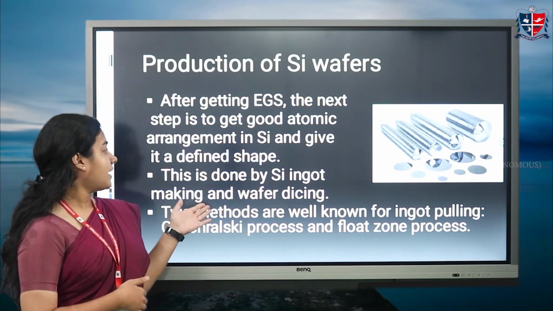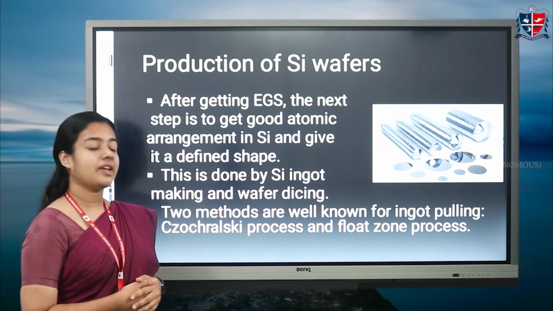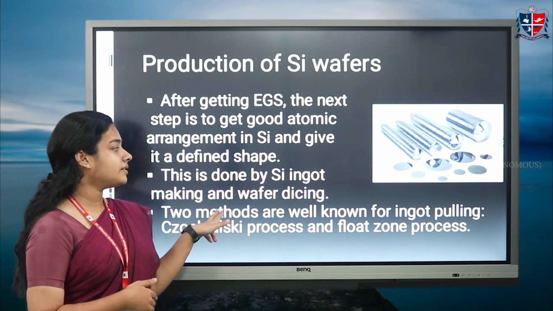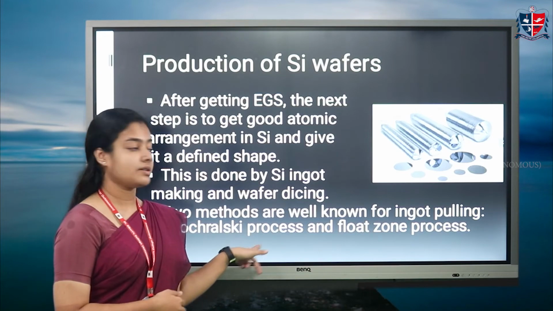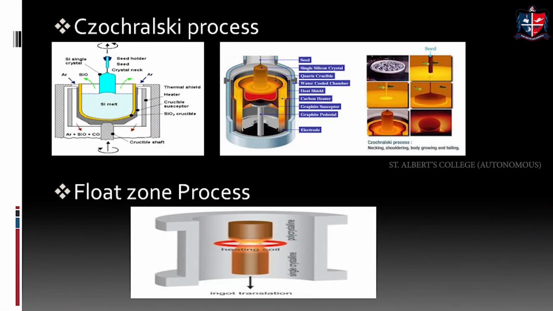So this is done by silicon ingot making and wafer dicing. For this, there are two processes. One is the Czochralski process and the other one is the float zone process. This is a chamber where we produce the ingot. The first method is the Czochralski process.